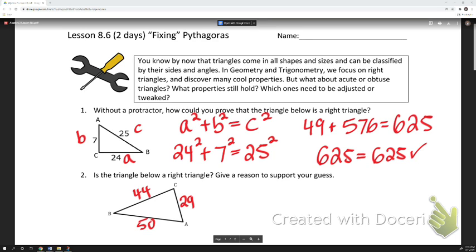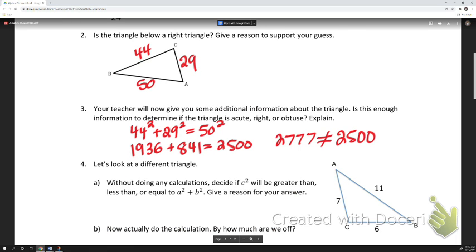Start with Pythagorean theorem. Good. Can we agree it's not a right triangle? Yes, because it's not equal in our Pythagorean theorem. But the question is, is it acute or obtuse? Obtuse.